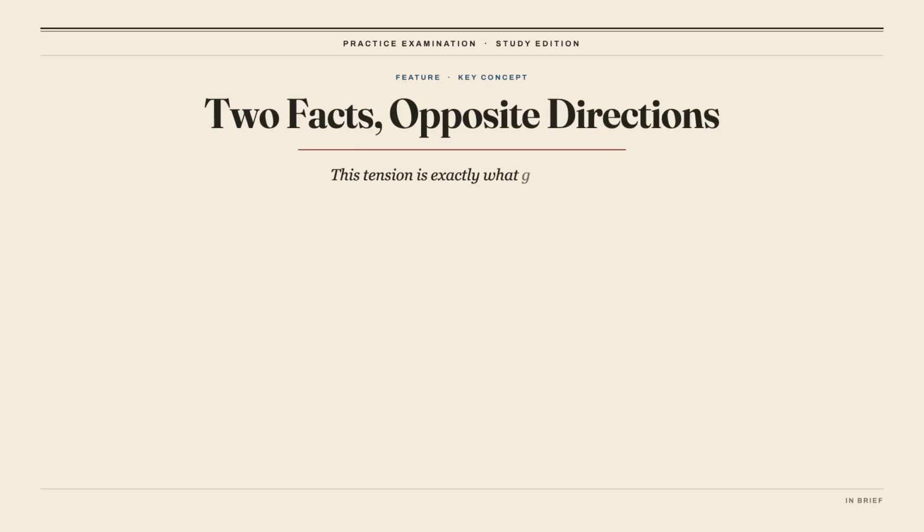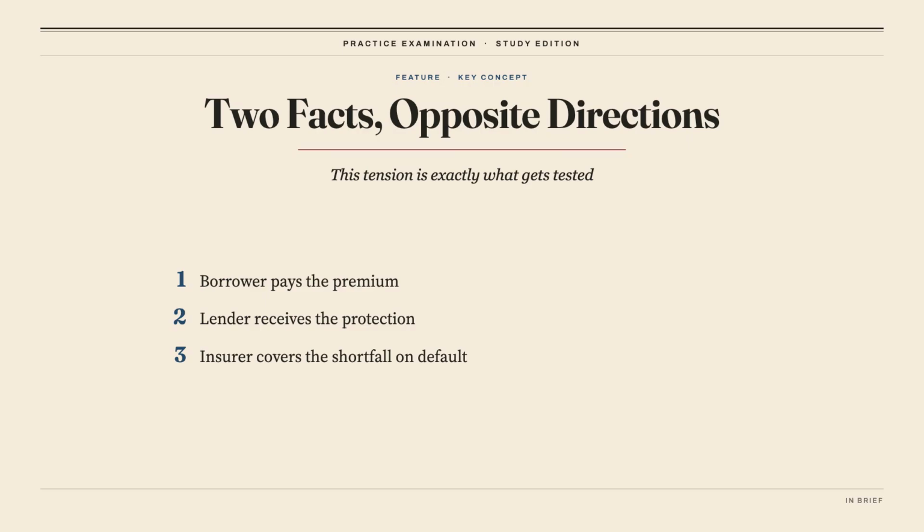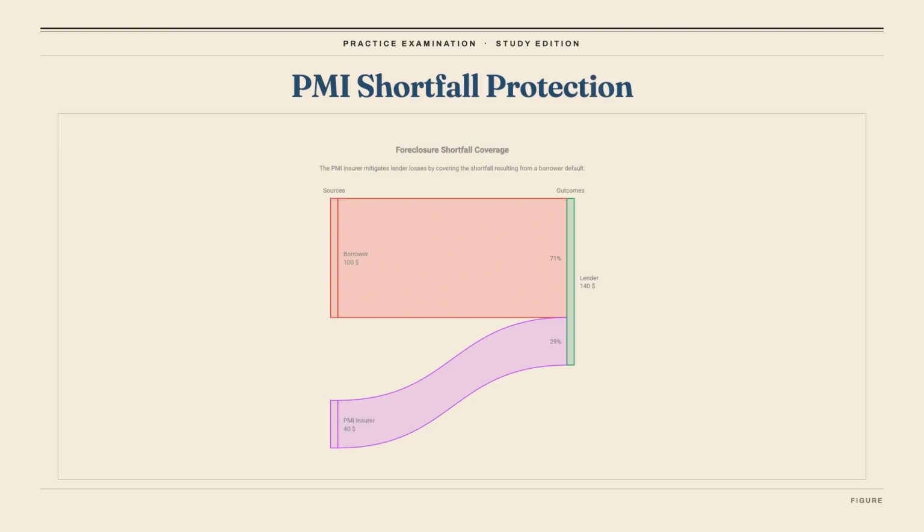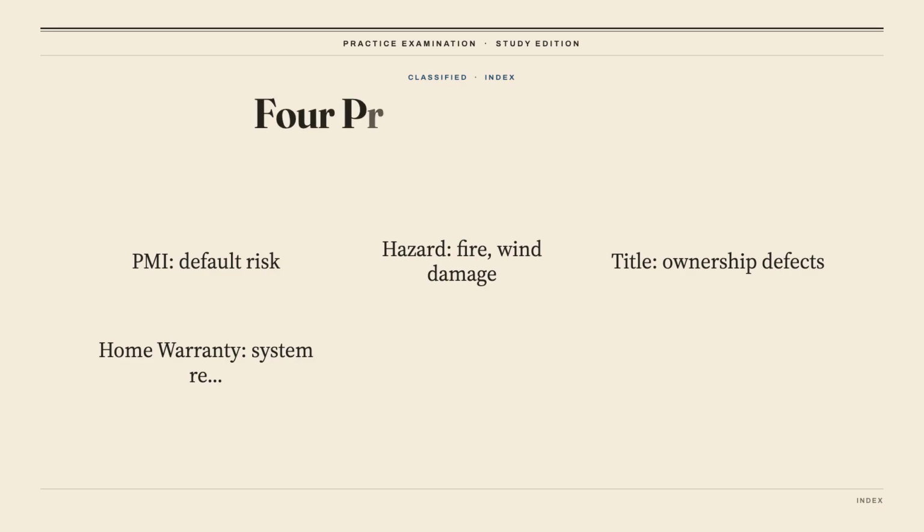The borrower pays the premium, but the protection runs entirely to the lender. If foreclosure proceeds fall short, the insurer pays the lender the covered portion of that shortfall, not the borrower. Picture the foreclosure sale falling short of the loan balance. The insurer steps in and pays the lender directly, closing the gap the down payment didn't cover.